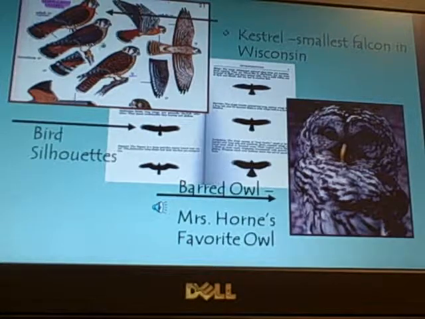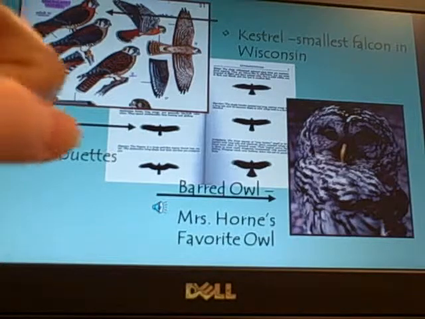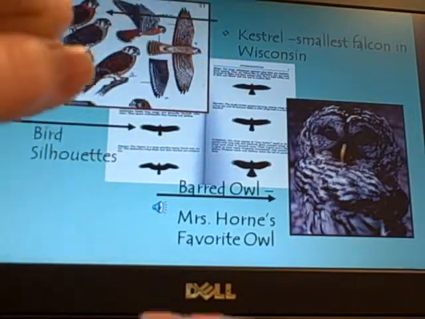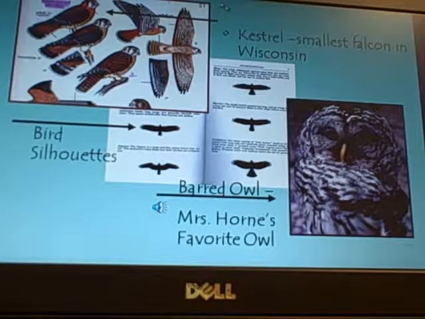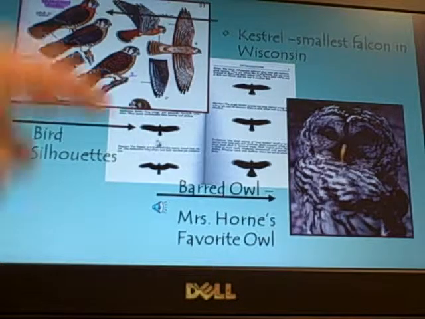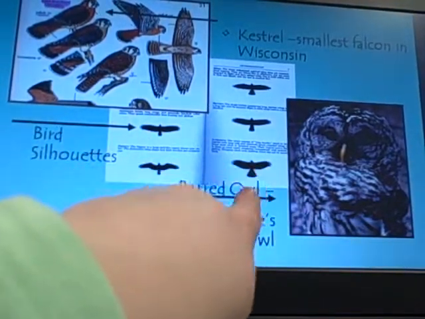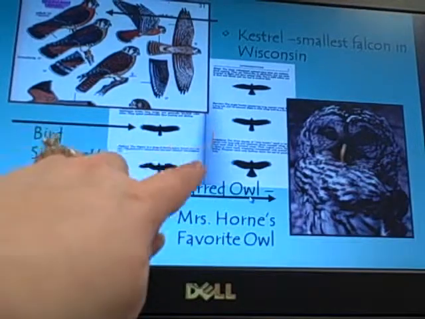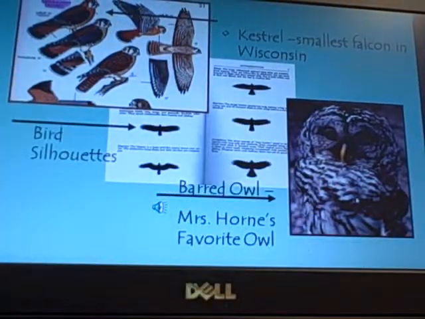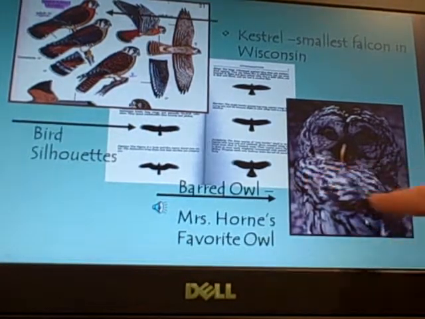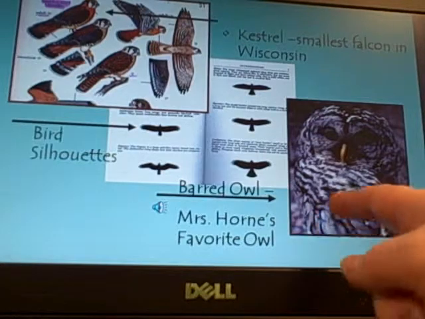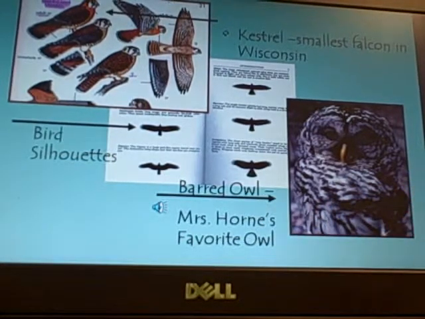So other fun bird stuff. Believe it or not, this is the smallest falcon in Wisconsin, the kestrel. Probably only about maybe 4 or 5 inches tall. If you get really good at birding, you can actually tell what a bird is just by looking at the outline. You can see differences between wing shape and tail shape, and you can get really good at that. This one happens to be my favorite owl. This is a barred owl, B-A-R-R-E-D, because of the bars that run horizontally across its chest, and then the vertical bars that go across its midsection, with chocolate brown eyes and a nice yellow beak.